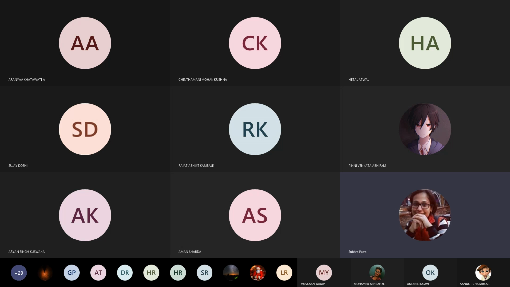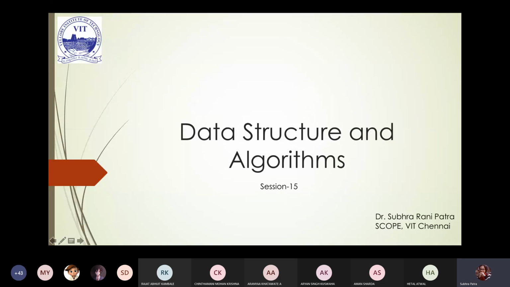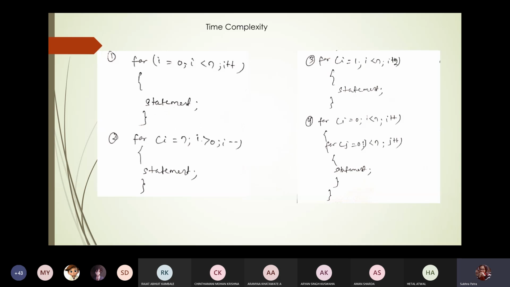Also, I'll give you some explanation about the definitions of all three types of notations: the big O, the omega, as well as the theta notation. Is my screen visible? Yes, ma'am.